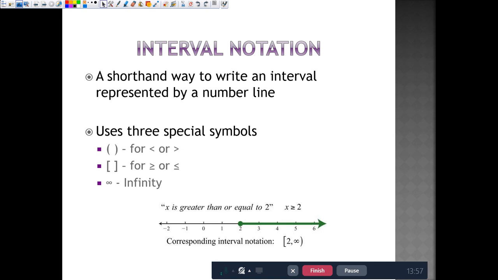Okay, so for example here, this one is x is greater than or equal to 2. So at 2, I have a closed circle, so that means I'm going to have a 2. And then it's going to be a bracket because it has a closed circle, and that means it's equal to. And then it goes to positive infinity, and then always the infinities just have a parenthesis. Okay?